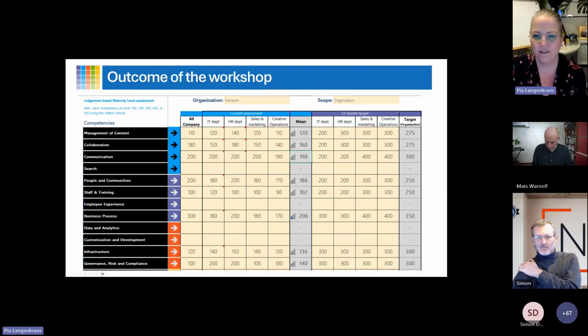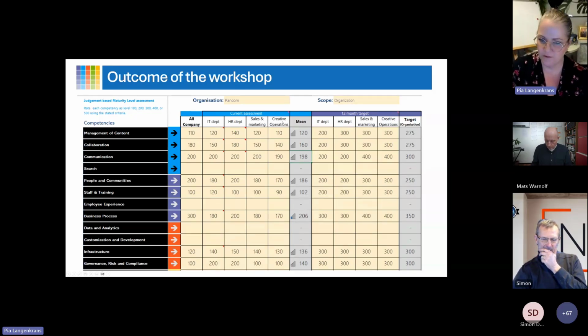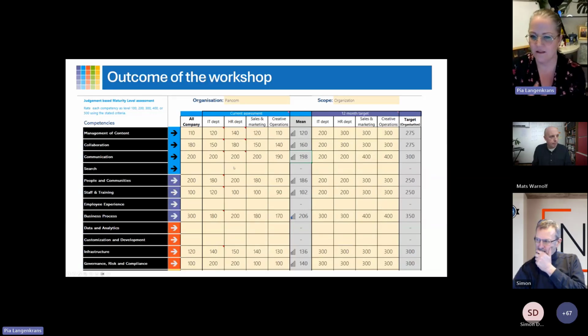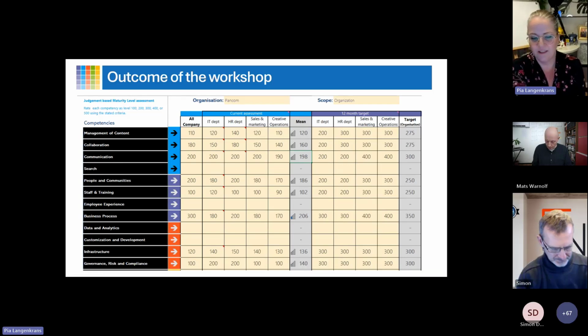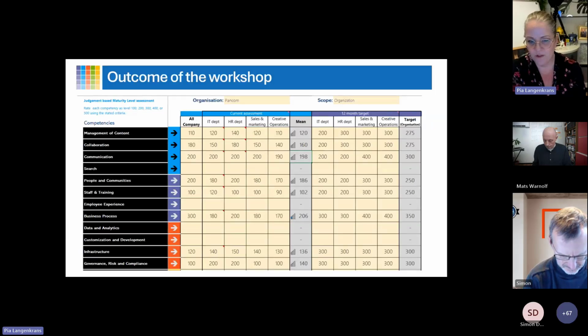So we have the IT department, HR department, sales and marketing, and the creative operations hub. There were some differences. This is a very good company that is good in person. They have a lot of great meetings together, workshops together, but they're not very digital. So they rarely scored above 200 on anything, just because it wasn't digital. But they had the right focus with the people, and they needed to put in the digital things.